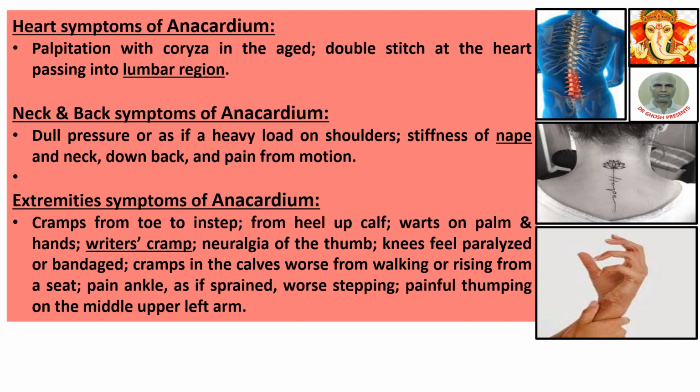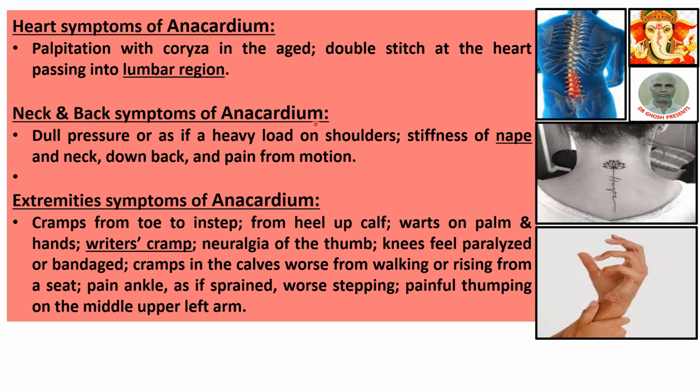Heart symptoms of anacardium: palpitation with coryza, double stitch at the heart, passing into lumbar region. Lumbar region, you know, this is our spine bone. Spine bone starts with cervical vertebra, first 7 cervical vertebra, then 12 thoracic vertebra, then 5 lumbar. This red portion, these 5 lumbar vertebra. This region is called lumbar region.